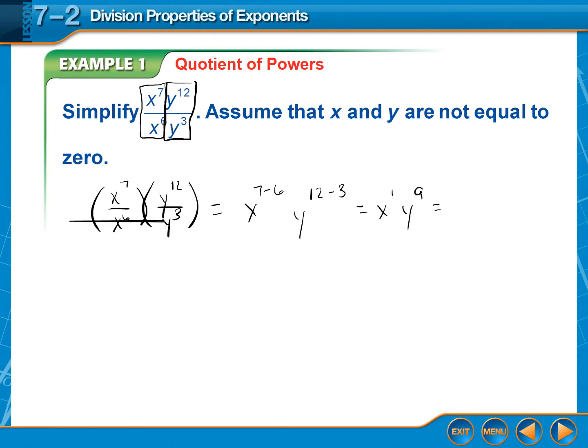And I don't have to write this as x to the first, I can just write this as x times y to the 9th power. And that would be this original expression, x to the 7th, y to the 12th, divided by x to the 6th, y to the 3rd, simplifies to x times y to the 9th.